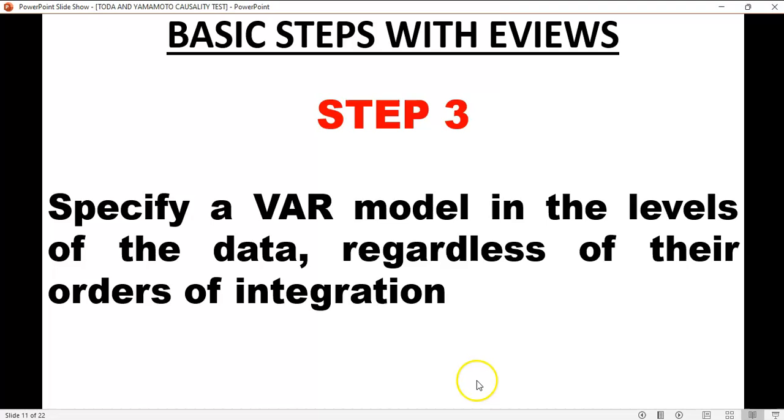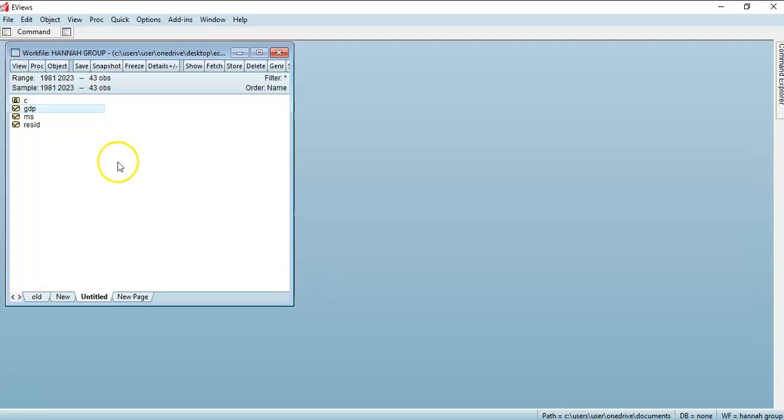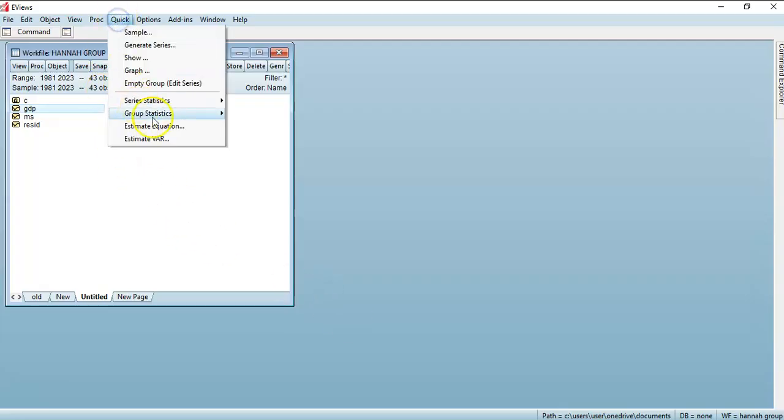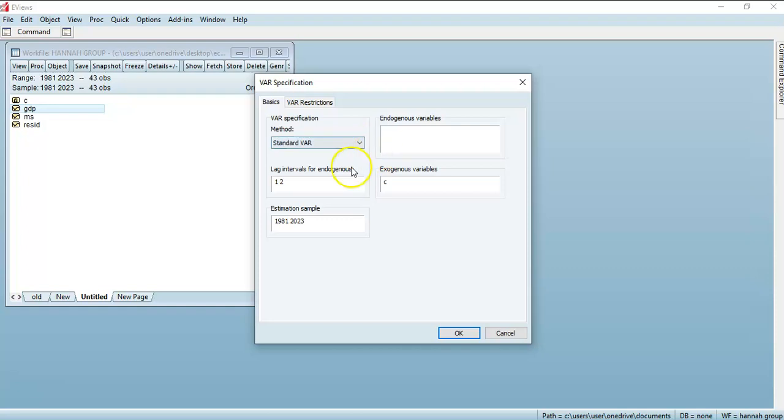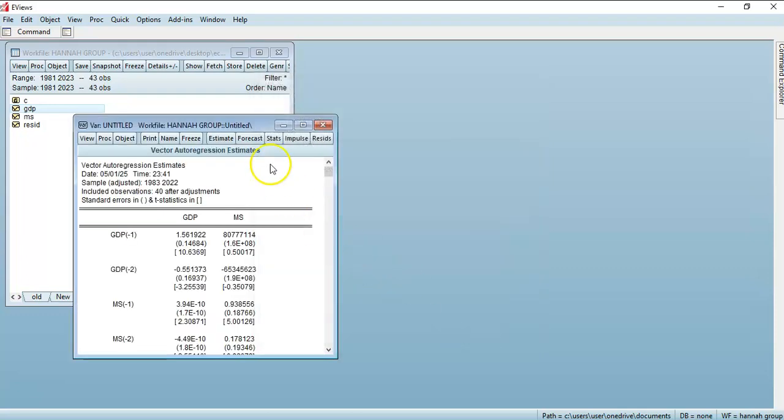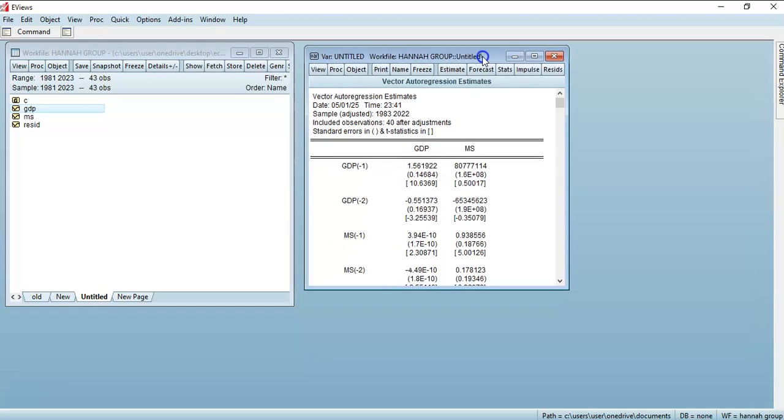The next step is to specify a VAR model in the levels of the data, regardless of their orders of integration. We go to our Eviews work file and specify a VAR model. We click on GDP, space, money supply, and we click OK. This is our VAR specification.